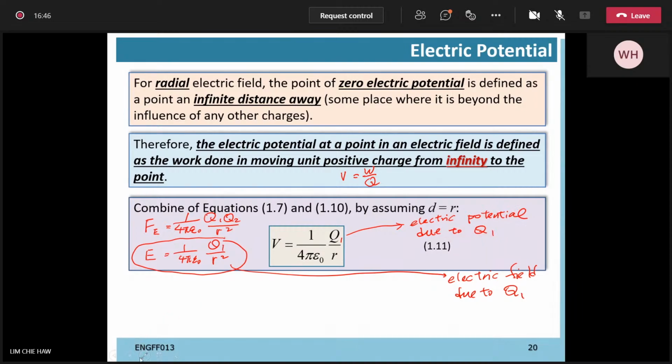If you want to be more precise, I will add: electric field due to Q1 at distance R. You see that? That will be more precise. And for formula 1.11, the electric potential, I will say this is the electric potential due to Q1 at distance R. That will be more precise. I hope you understand what is going on here.